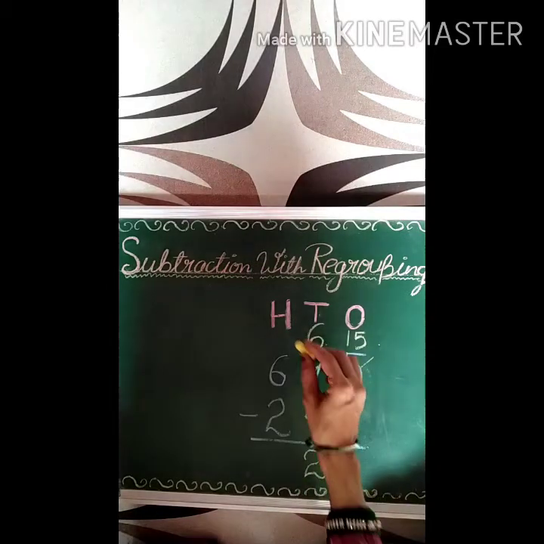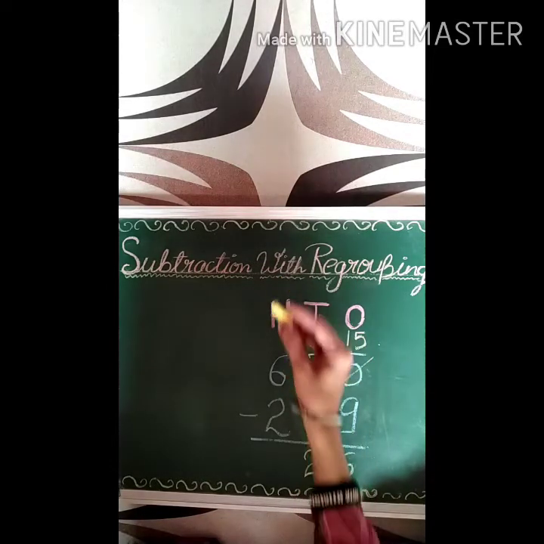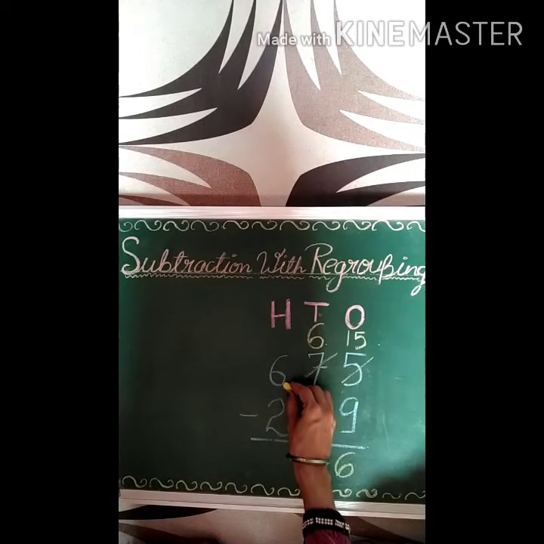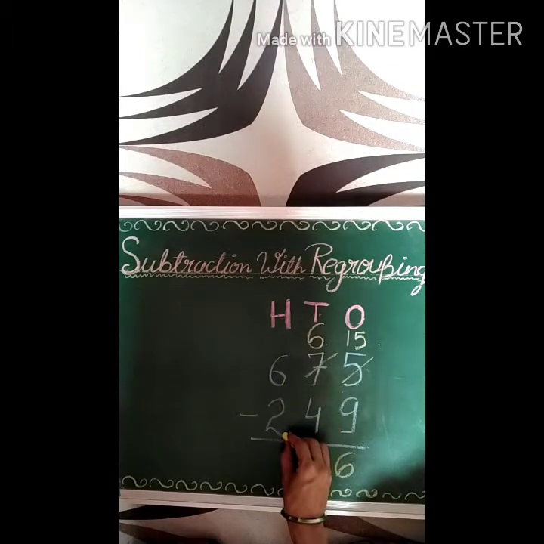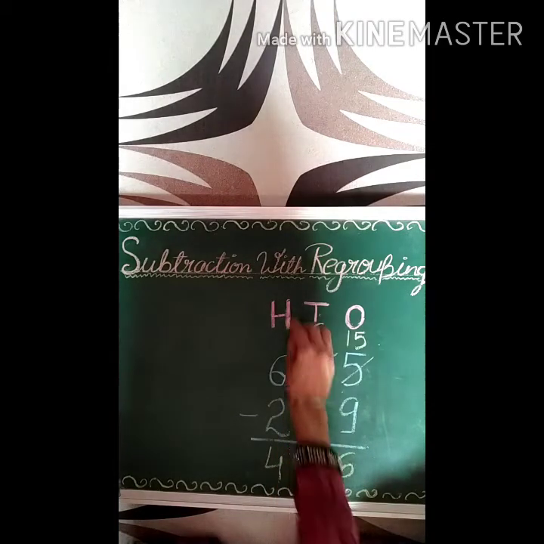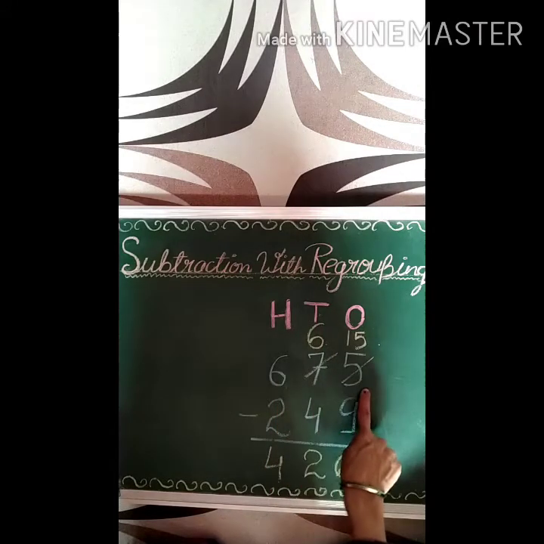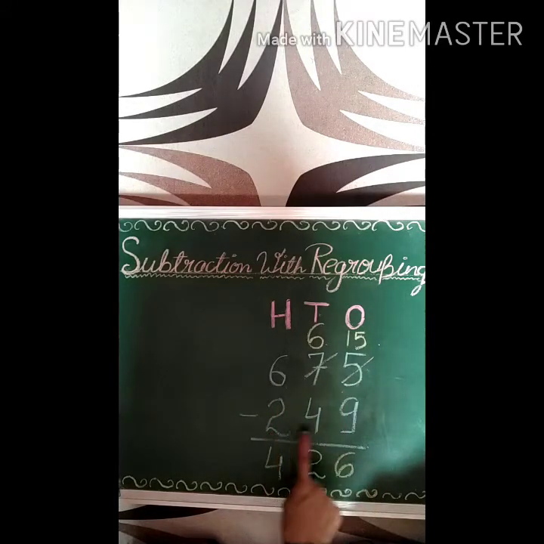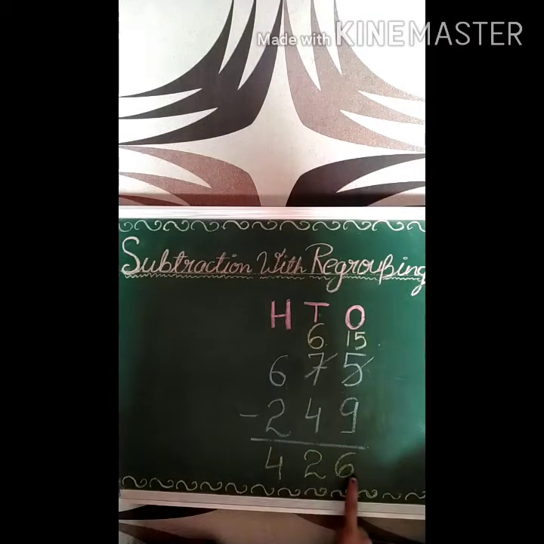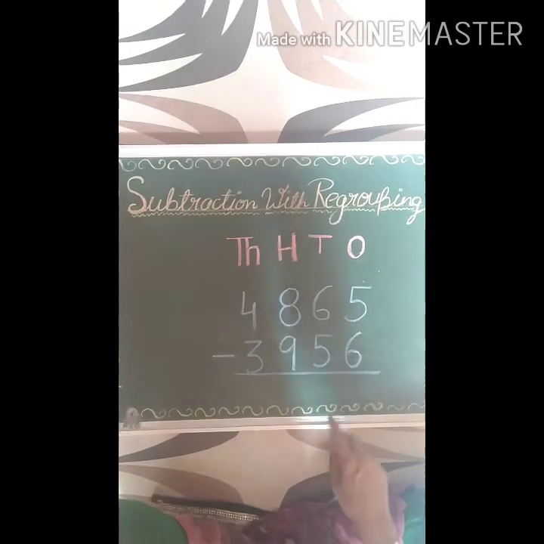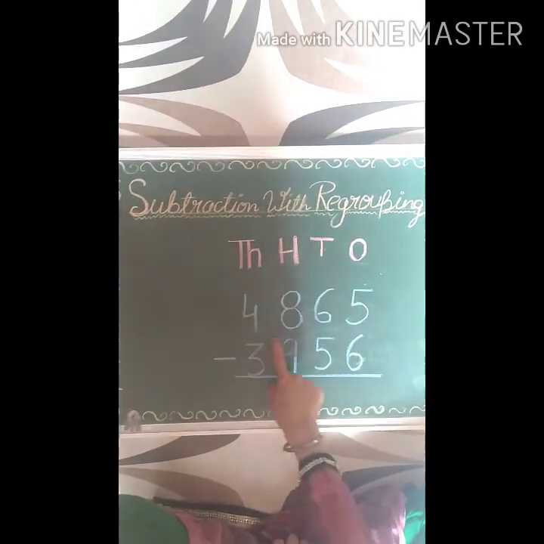Then move to the 100 place. Here also we can easily subtract 6 minus 2 is equal to 4 and write it on the 100 place. So we can say that the difference of 675 minus 249 is 426.